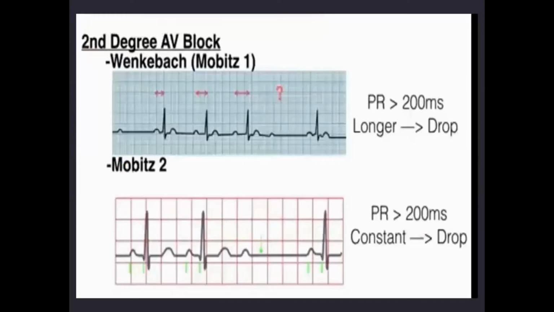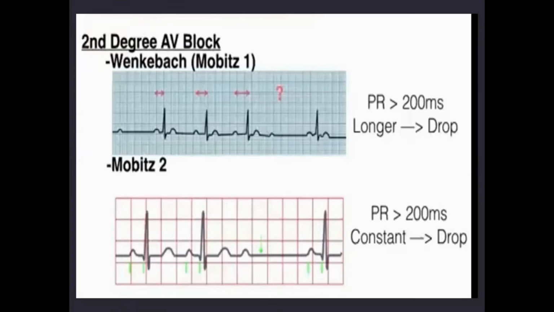Now, moving towards the second degree AV block. In second degree, we have two types. One is the Wenckebach block, and the second one is the Mobitz, and there is a huge difference. If you only know the pitfalls and the key points, then however difficult the scenario is, if you know these points, you will be correctly marking the answer on your form.